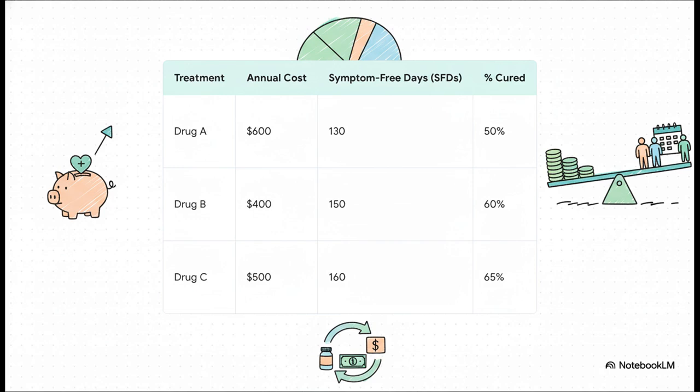Drug A costs $600 a year and gives a patient about 130 symptom-free days. Then you've got drug B. It's cheaper at $400, but it actually provides more symptom-free days. And finally, drug C. A little more expensive than B, but it offers the most symptom-free days of all. So, which one's the best choice here?